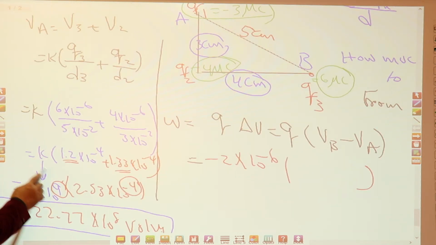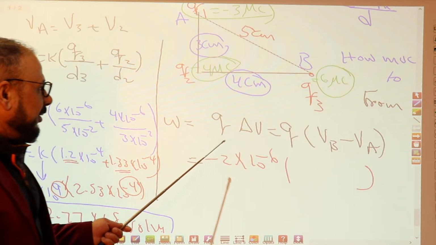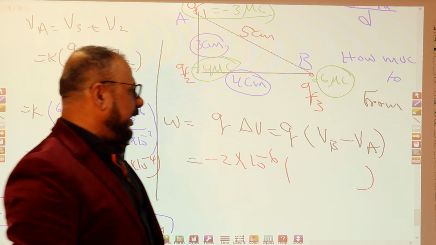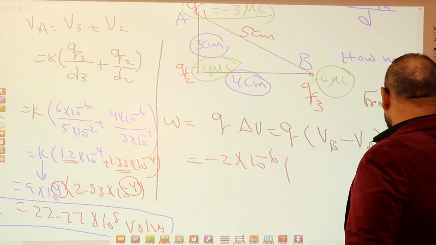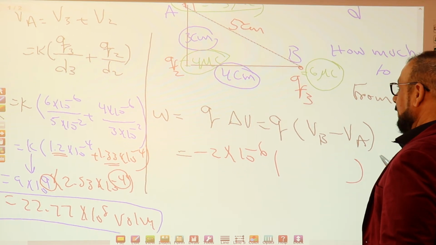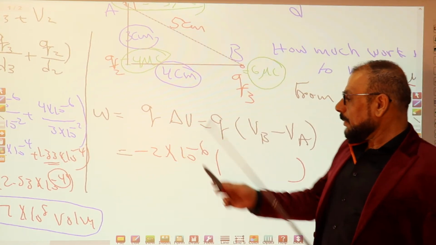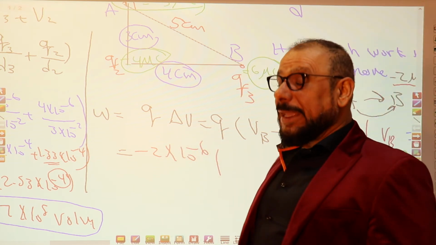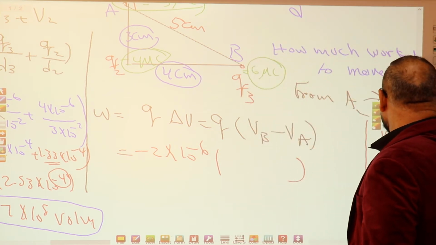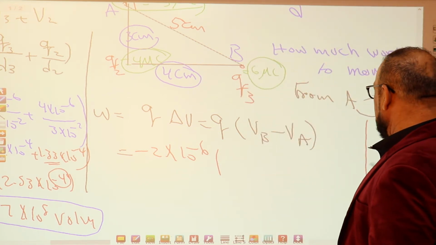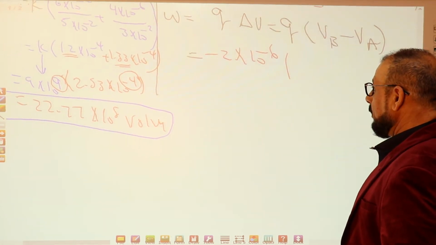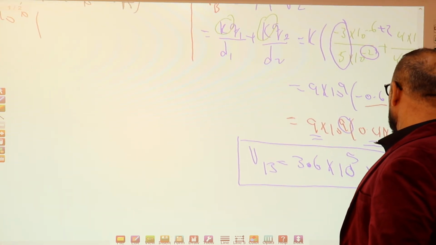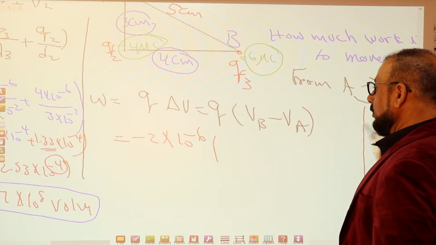Okay, now this is my work. The work needed is Q delta V, Q times VB minus VA. Now I have both of them. Did you see something? What do you see? Now, the charge is negative, you keep it negative, please don't change it. And now let us use VB minus VA. How much is VB? Here VB is 3.6 times 10 to the 5. Both of them are 10 to the 5, right?